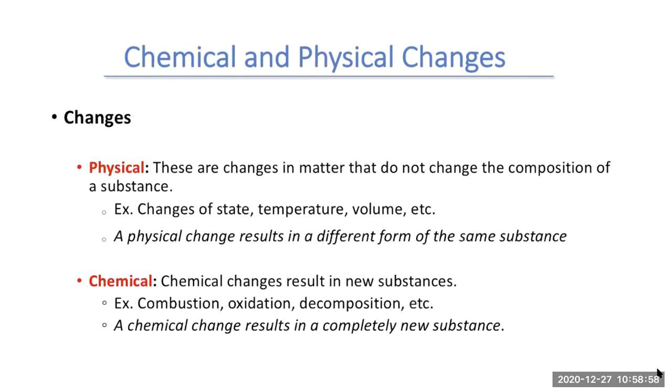A chemical change, however, is when we get a new substance. So chemical changes always result in the formation of a new substance. An example is a combustion. You take gasoline in your car, it does a combustion, gives you energy, and turns into carbon dioxide and water. Another example of chemical change is oxidation, or you can have a decomposition. So remember, a physical change, you're just changing the form of the substance. A chemical change, you're actually creating a new substance.